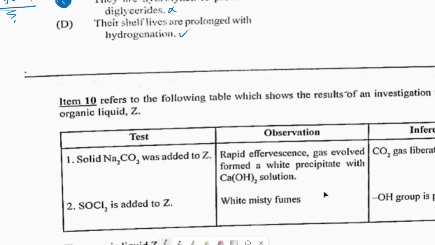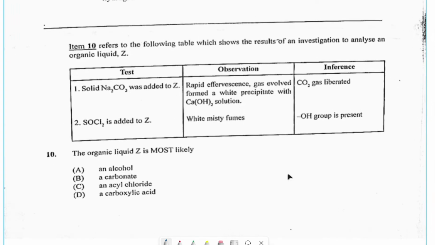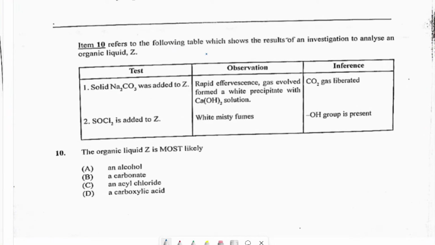Number 10. I think I'll have to zoom out for you to see this one. Oh, this looks nice. Item 10 refers to the following table, which shows the results of an investigation to analyze an organic liquid Z. Z is a liquid. Solid sodium carbonate was added to Z. Then you had rapid effervescence, which is bubbles. Gas evolved formed a white precipitate with calcium hydroxide solution. CO2 is liberated. I'm thinking carboxylic acid.